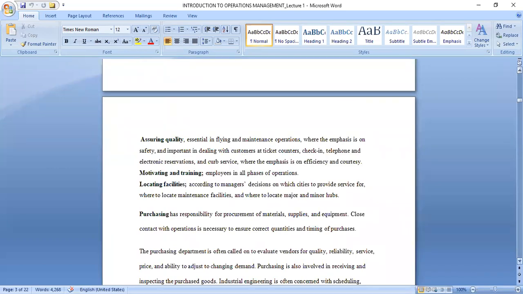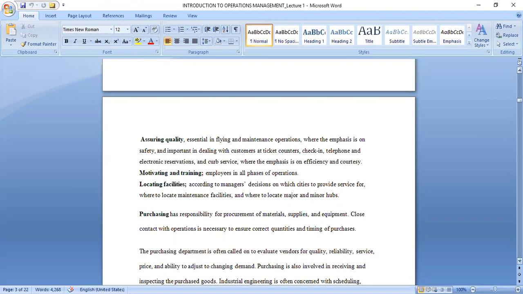We are looking at the scope of production and operations management, and the various functions or activities that are involved in it. It also has a function of assuring quality. All these, we shall be looking at as separate topics in detail.